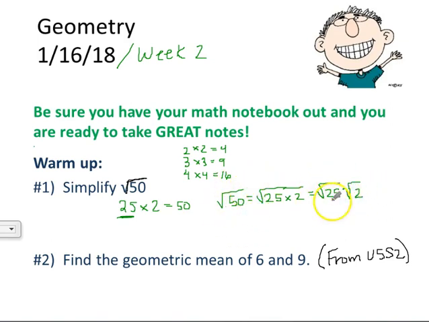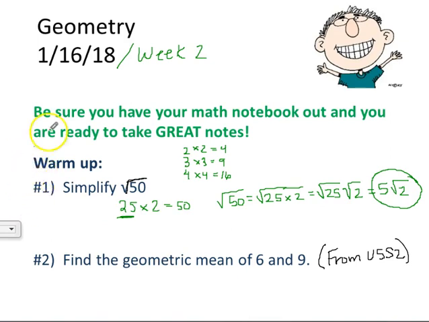And then we can actually take the square root of 25, right? The square root of 25 is 5. Is the square root of 2 a perfect square? No, so we're just going to keep it as the square root of 2. And that is the simplified version of the square root of 50. It would be 5 square root 2.